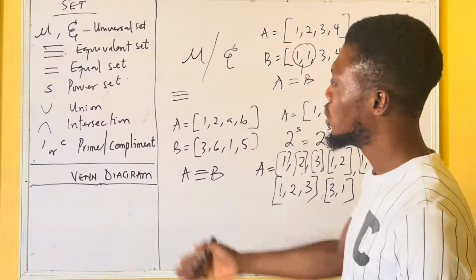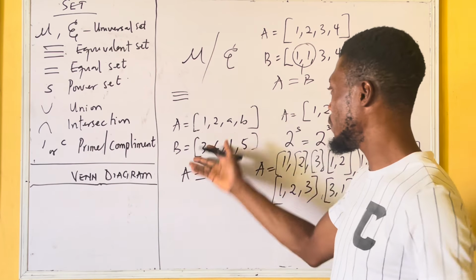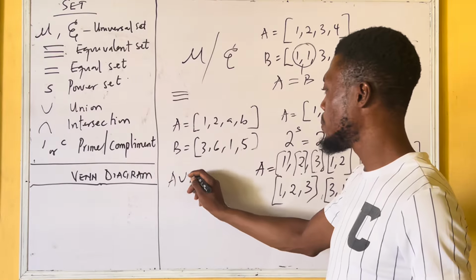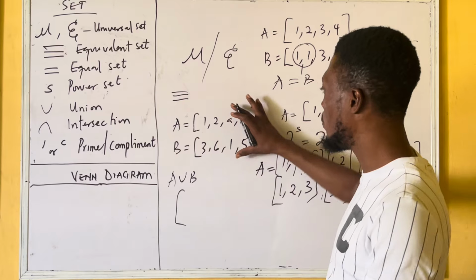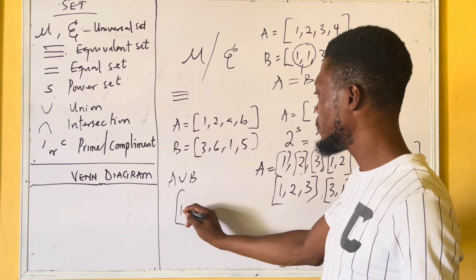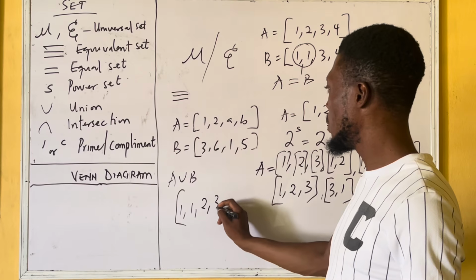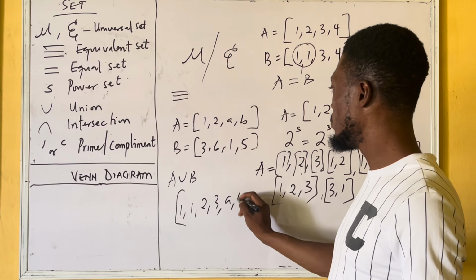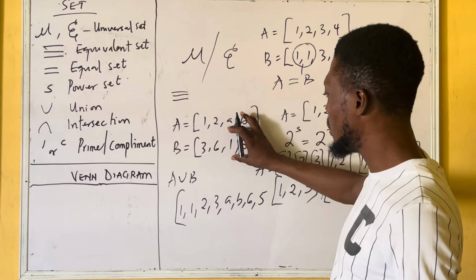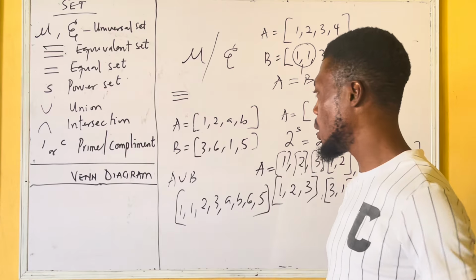Then we have union. Union means bringing together 2 sets. So if I'm going to write A union B, I'm going to combine all the elements here, with no repetition. So I have 1, 2, 3, A, B, 6, and 5. So I'm combining all the elements here and here together. So that's union, when you bring everything together.